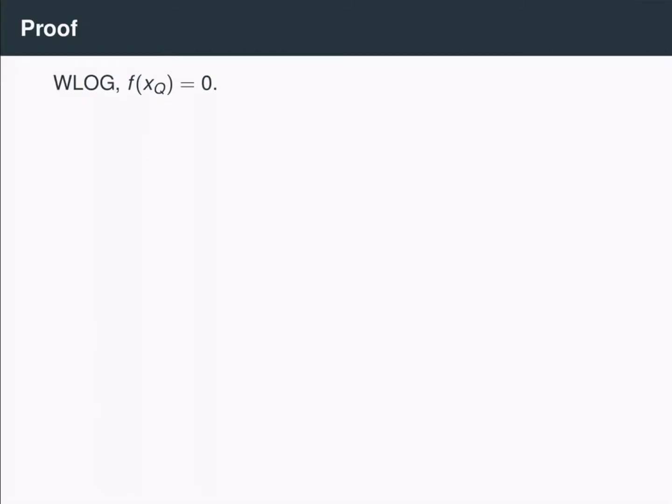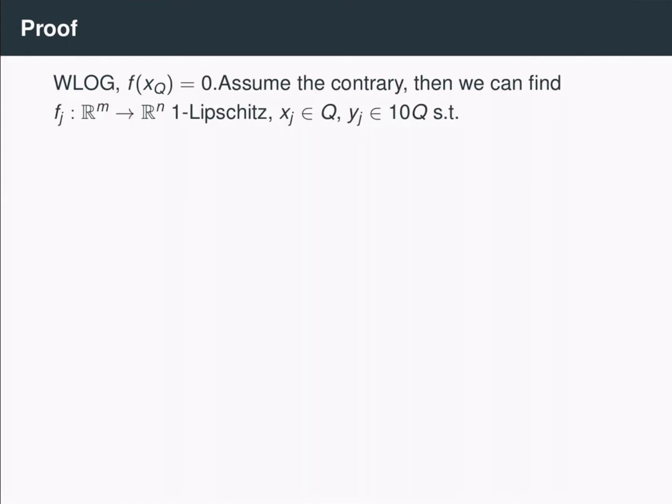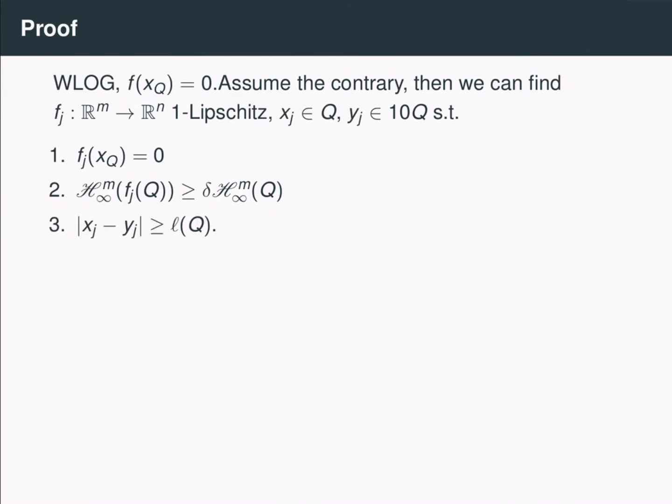Let's take a look at the proof. Without loss of generality, by subtracting a constant vector from the function f, we can assume that the function is equal to 0 at x_Q. Instead, we'll assume that the lemma is false. This means that we can find a sequence of 1-Lipschitz functions f_j and points x_j in Q and y_j in 10Q so that the following hold. First, all the f_j are equal to 0 at the center of the cube. Second, the Hausdorff contents of the image of Q are at least delta times the Hausdorff content of Q. Thirdly, the points x_j and y_j are at least L of Q apart.